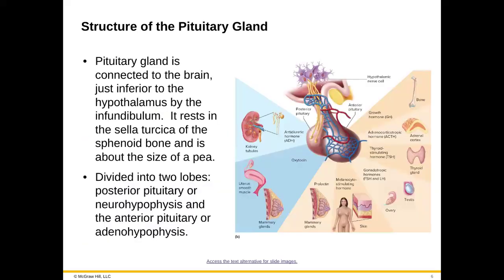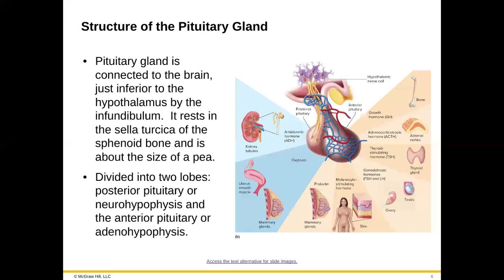So we need to understand the structure of the pituitary gland. So pituitary gland is connected to the brain, just inferior to the hypothalamus, and it's going to be connected to the hypothalamus by a little stalk called the infundibulum. It's going to rest within the sella turcica of the sphenoid bone, or the Turkish saddle of the sphenoid bone, and it's about the size of a pea.